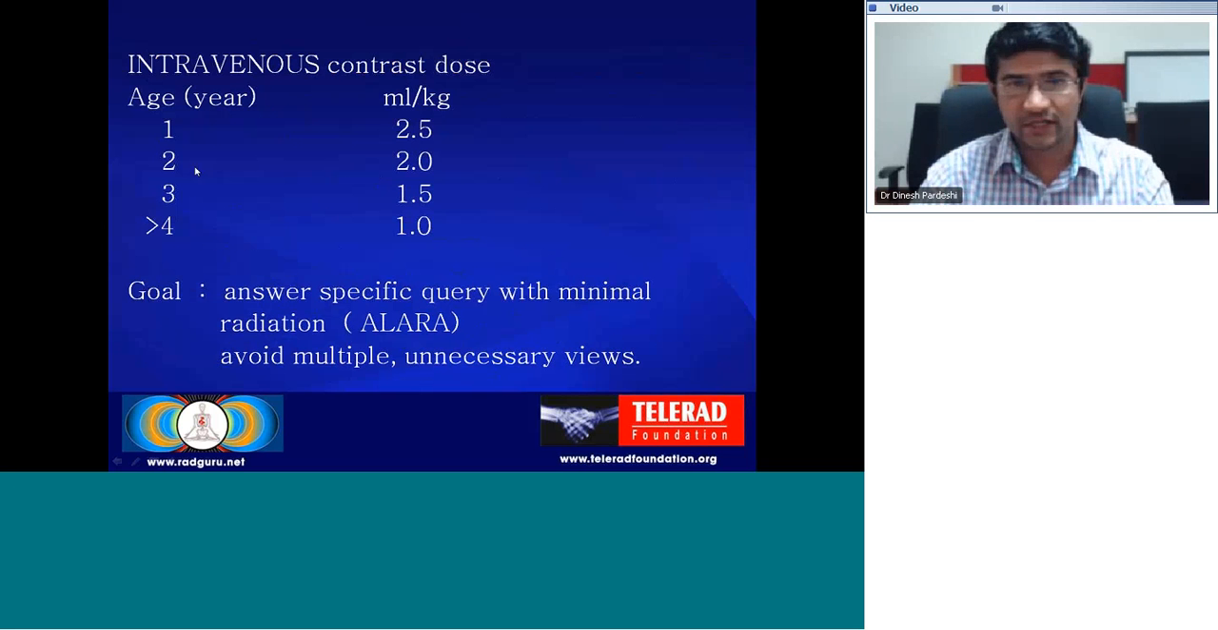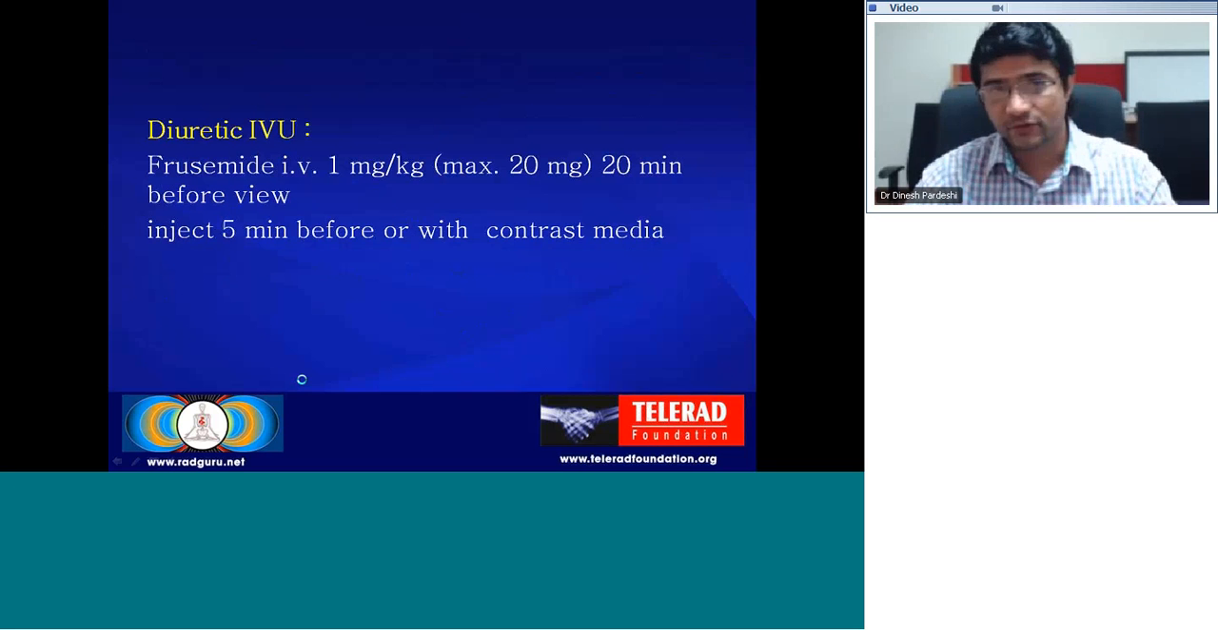In children, the contrast dose needs to be monitored. As I told you, after 4 years of age, 1 ml per kg contrast can be given, but before that, at 1 year, 2.5 ml per kg, at 2 years, 2 ml per kg, and at 3 years, 1.5 ml per kg. The goal of all these changes in the pediatric patient is to avoid the radiation dose and unnecessary views.